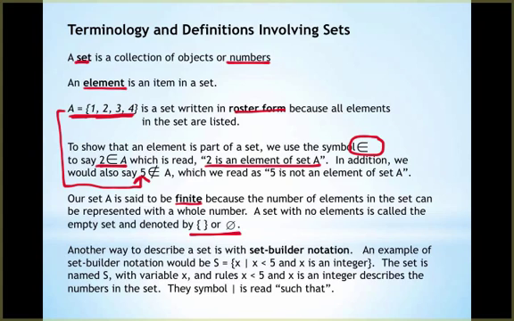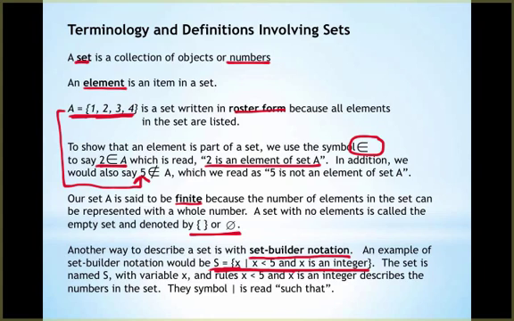Another way that we can describe sets is called set builder notation. Now when you first see this, it looks a little strange, but it's actually really easy to understand. An example of a set builder notation would be this. Say that S is equal to, and then there's the way we write it. Now, here's the way this is read.